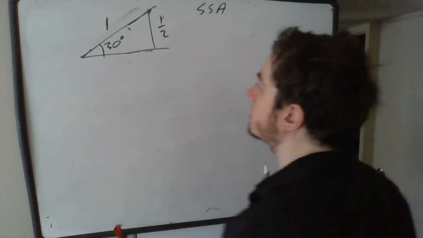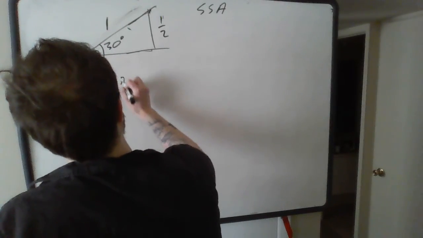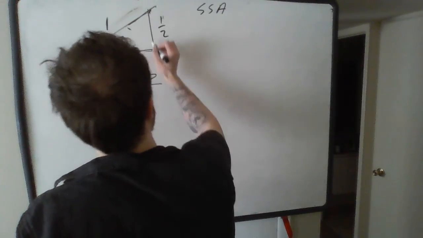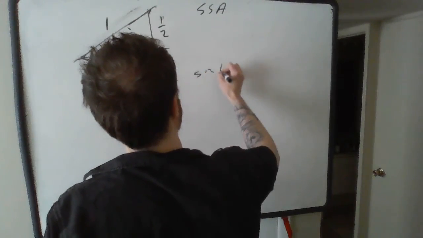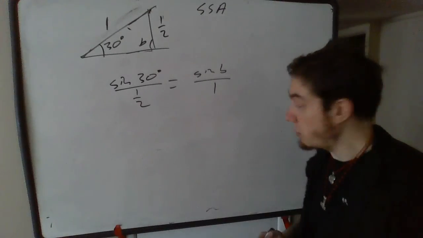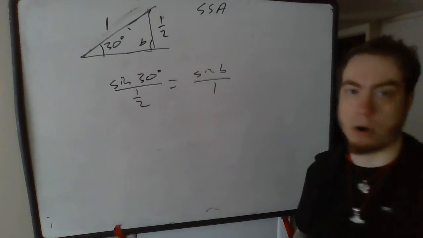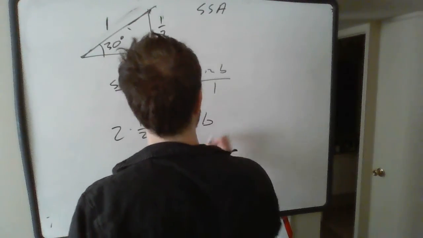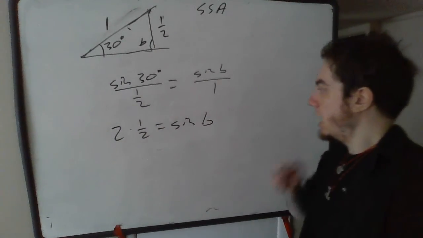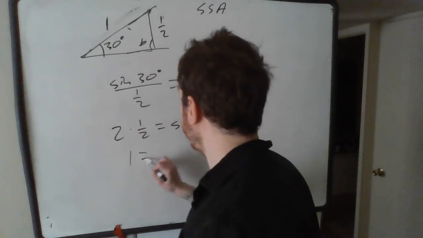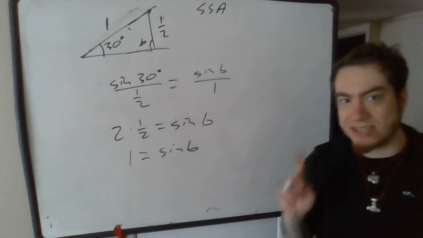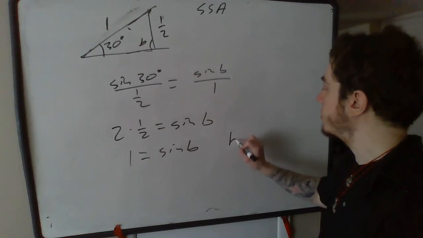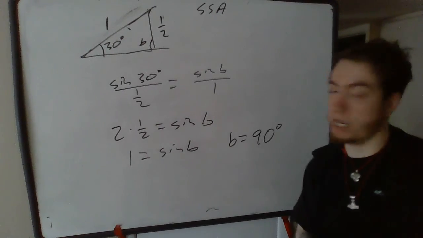If I use the law of sines, I'm going to see that the sine of 30 degrees divided by 1/2 is equal to the sine of little b divided by 1. Very similar setup to what we had before. But this time, this becomes 2 times 1/2 equals the sine of little b. This means that 1 is equal to the sine of little b. And this is good because this does have a possible solution. So b could be equal to 90 degrees.